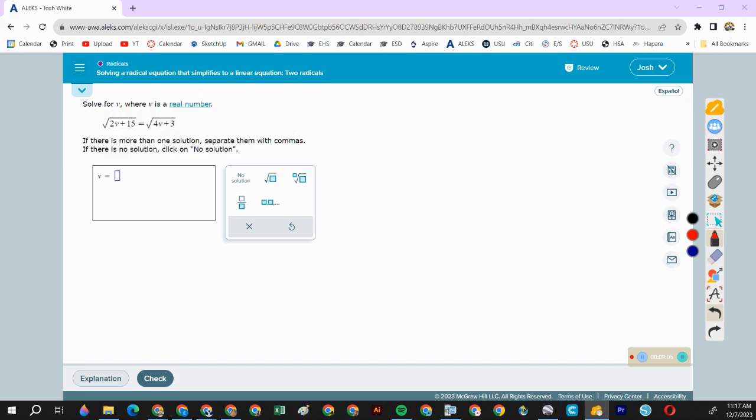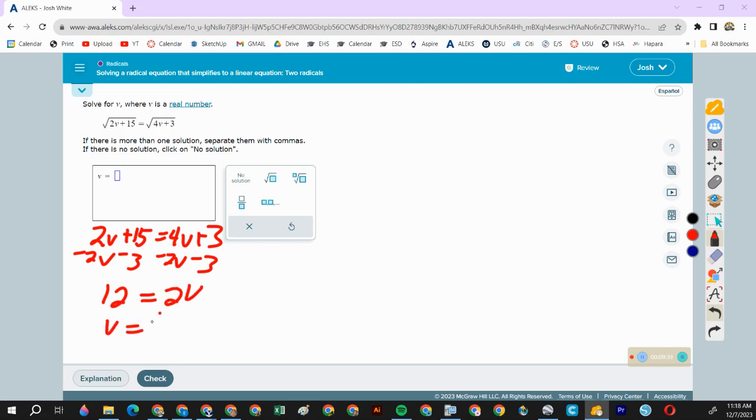So, how do I solve that? Square both sides, which has the effect of just getting rid of the square roots. So 2v plus 15 equals 4v plus 3, and then we just solve. Minus 3. So 12 equals 2v. v equals 6. Okay.